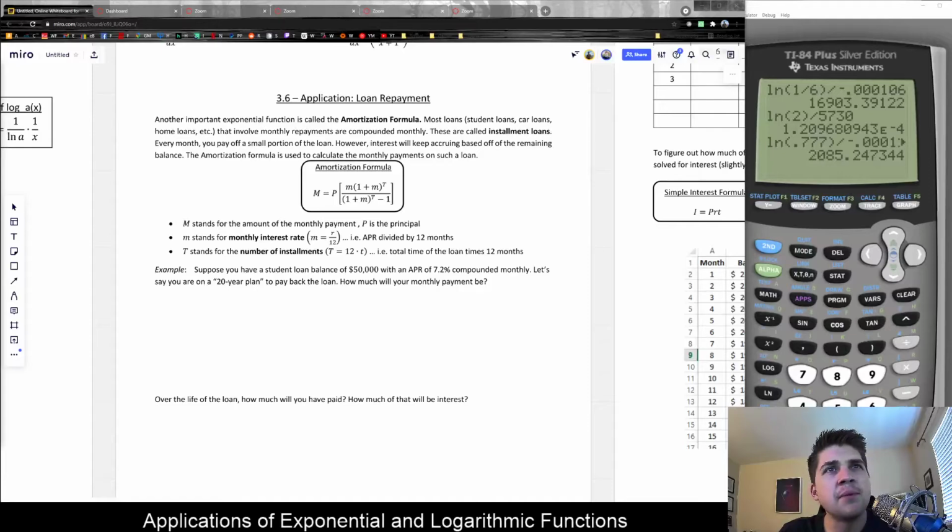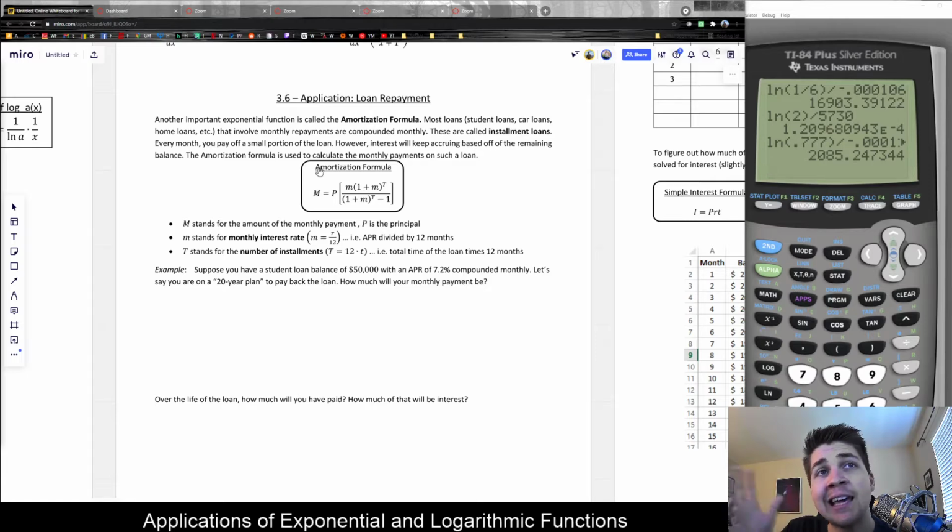I skipped a couple examples just because of time constraints, and I wanted to finish up by talking about the amortization formula because there will be one of these on the exam. But the amortization formula is a formulaic solution to the question, if I have a loan and I want to make a monthly payment every month for a certain time period, how long would it take me to pay that off to counteract the interest that's accruing compounded monthly?